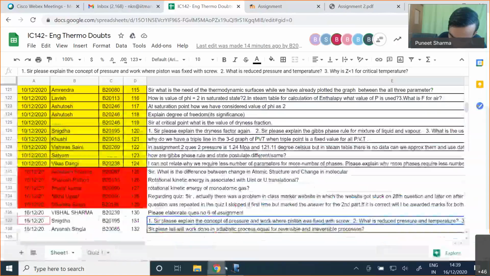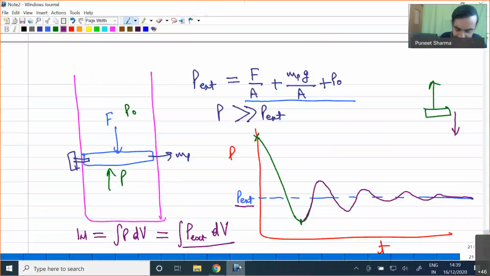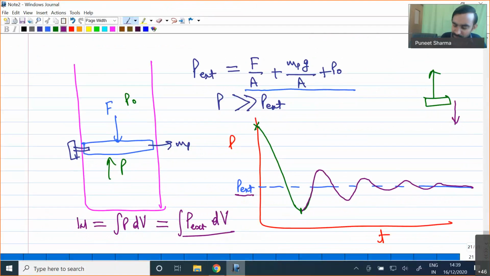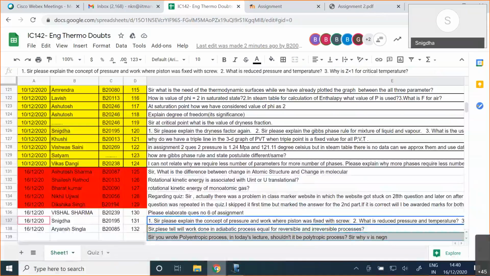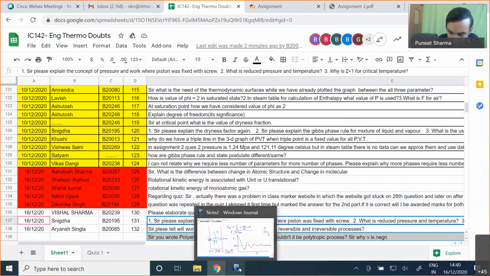Now, the second part of the question is, what is reduced pressure and temperature? Reduced pressure and temperature are two parameters designed in order to plot the compressibility factor on a generalized diagram. Is this point clear? Yes, sir. Then the third part of the question is, why is Z less than 1 for critical temperature? Okay, so let me explain.